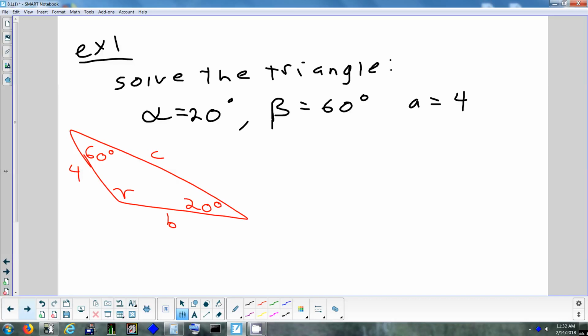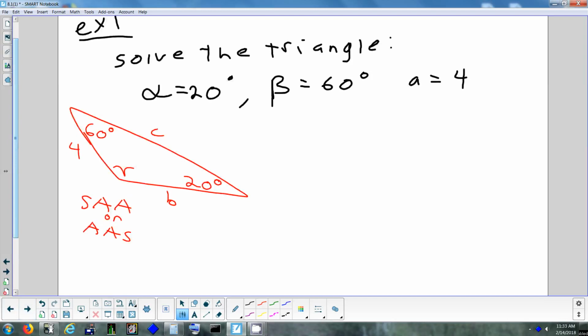Side, angle, angle. Yes, you know a side and an angle and an angle. If you were thinking in your head, wait, is it angle, angle, side? Yeah, same thing. The point is, it's one of the 3 types I put in the notes earlier, so this is a law of sines problem.